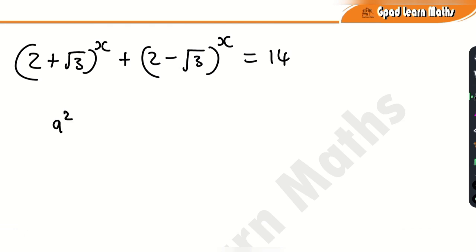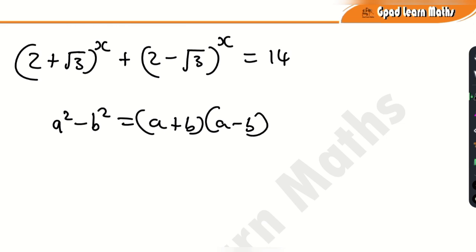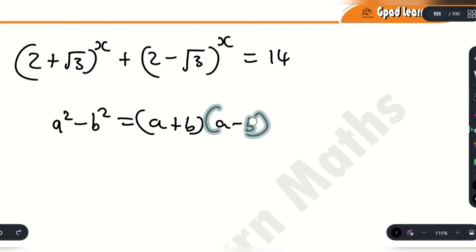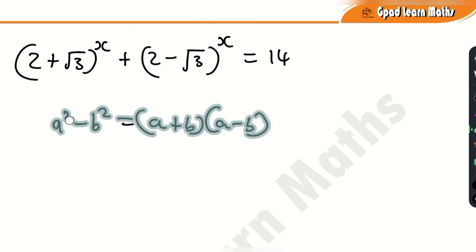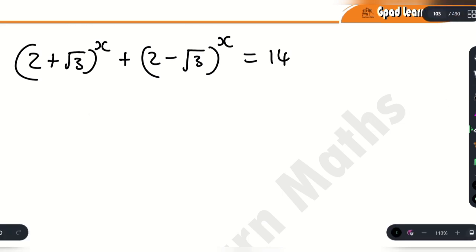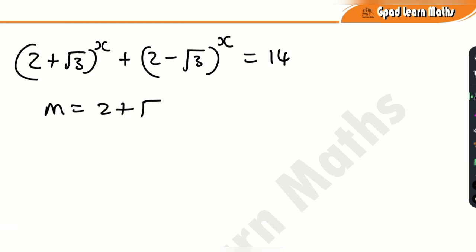When you have a squared minus b squared, this will give you what? A plus b, and then what? A minus b. So I will try to see how I can bring what I have in these two brackets together, so that I will now use the concept of difference of two squares to work it out. Now, to do this, I can say let m be equal to 2 plus root 3, all right, and n be equal to 2 minus root 3.